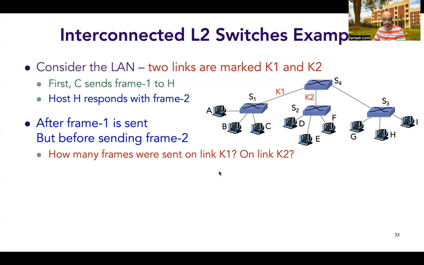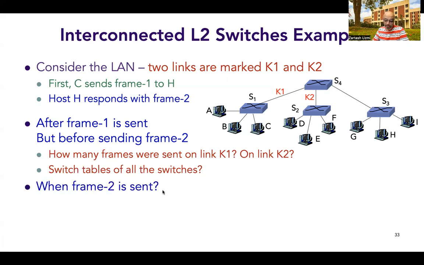G wants to respond back to C. What will happen in that case? Well, you might be able to fill in the switch tables for all the switches. Now they know the location of C. So switch tables for each of these 4 switches, layer 2 switches, you should be able to fill those up. So when frame 2 is sent now, after frame 1, what happens now?